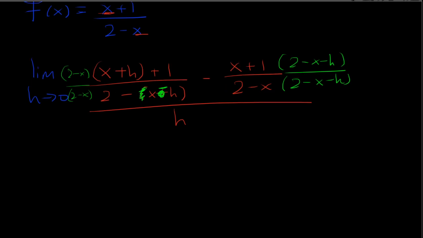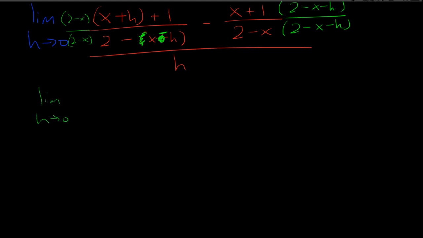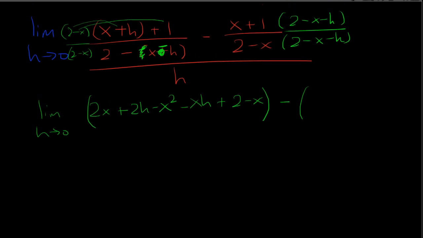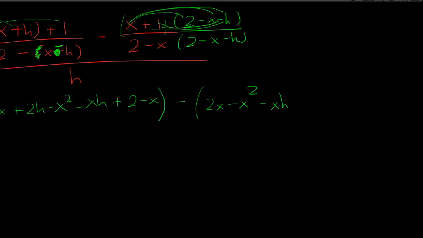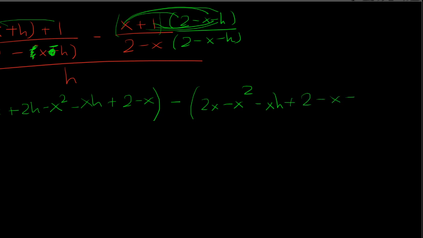Okay, let's see how this works. Limit as h approaches 0. So I'm going to distribute the 2 minus x to the x plus h first. That's just going to be 2x plus 2h minus x squared minus xh. And then I'm going to distribute out to the 1 here, so it'll be plus 2 minus x. And then minus, open parentheses, I'm going to distribute the x plus 1 to the 2 minus x minus h. So the x is going to multiply the 2, the negative x, and the negative h. So we get 2x minus x squared minus xh. And then the 1 is going to distribute to the 2, negative x, negative h. So that would just be plus 2 minus x minus h.